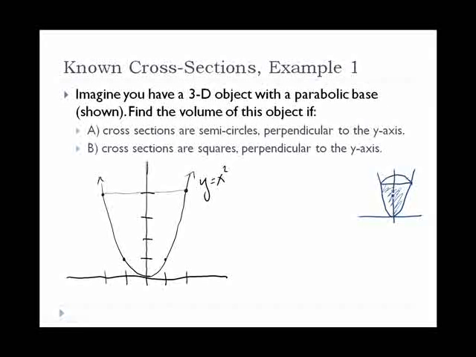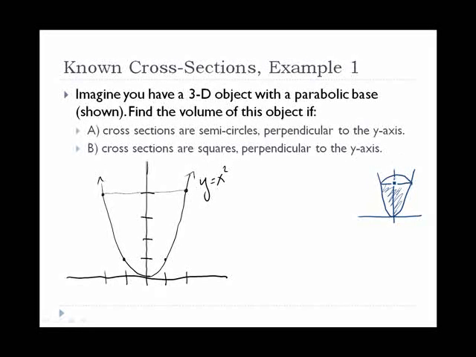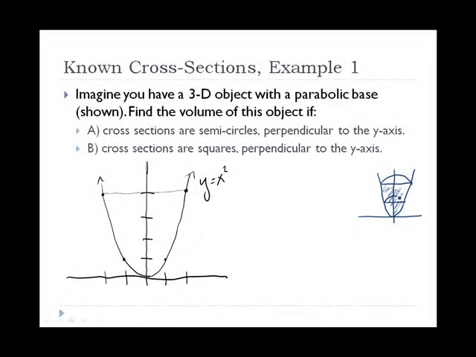So imagine that you have these cross-sections that are semicircles, and they're perpendicular to the y-axis. So they're cutting the y-axis like this.